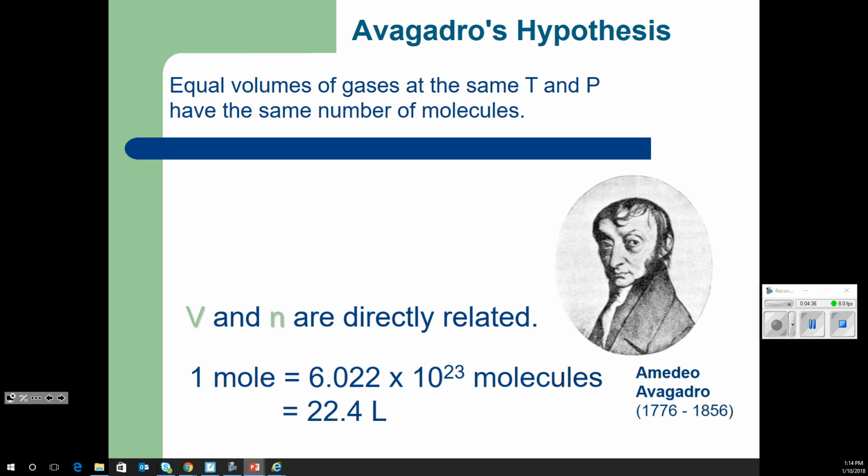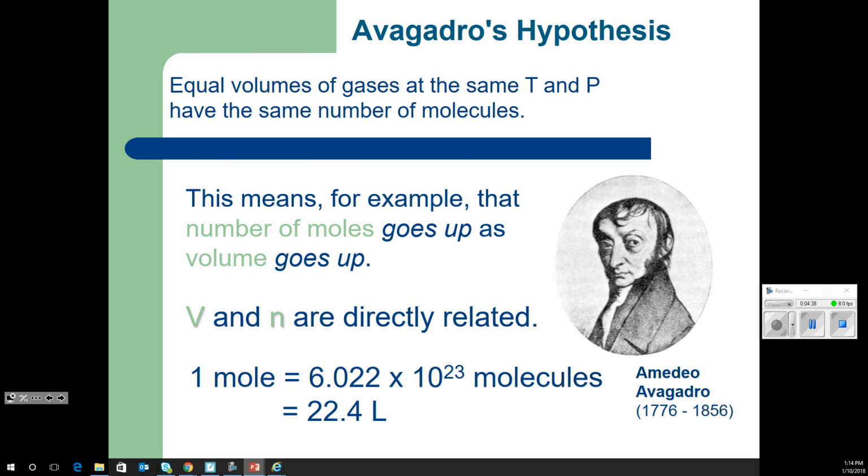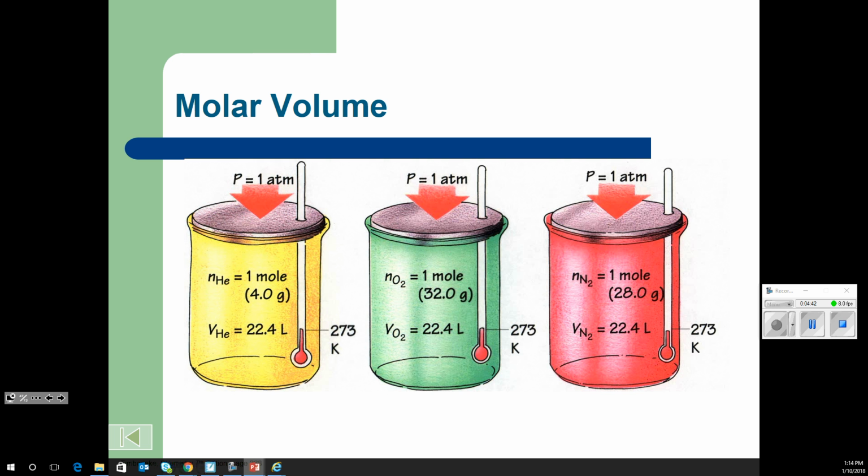So Avogadro's law basically said if the number of moles goes up, the volume goes up. It doesn't matter what compound or element I have, if I hold it at the same temperature and the same pressure, and I have 1 mole of it, the volume is going to be 22.4 liters. So we actually add that into our mole map, and now we have a way to get to volume in our mole map. Okay?